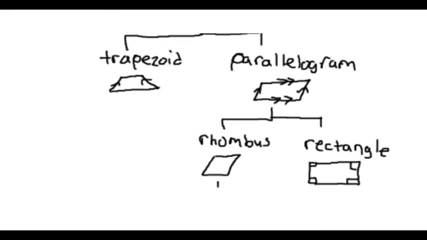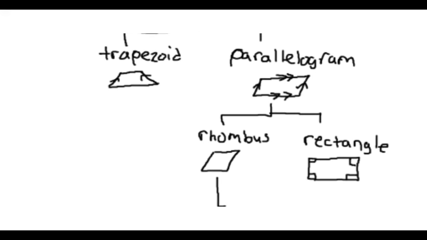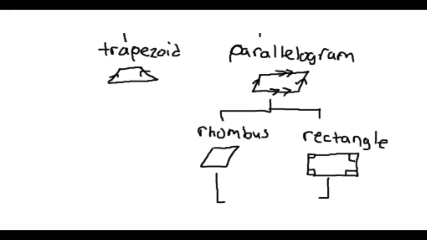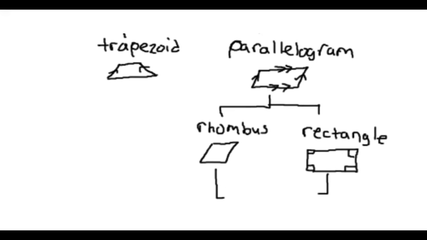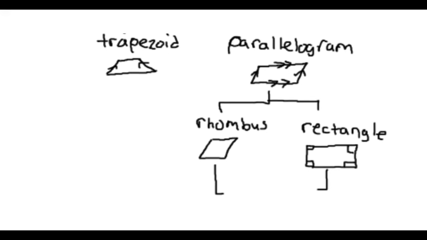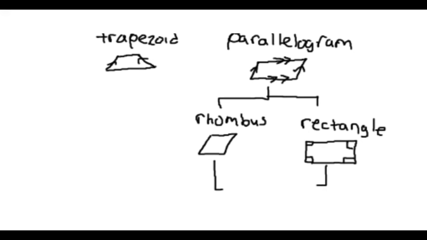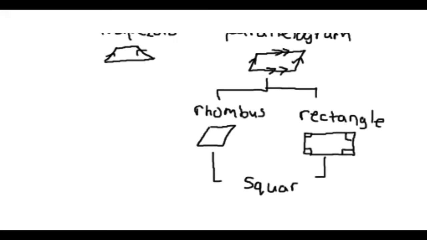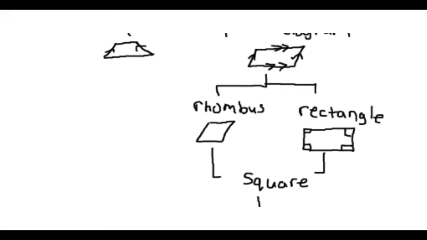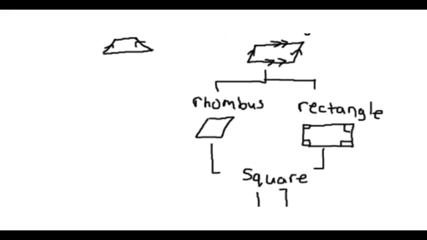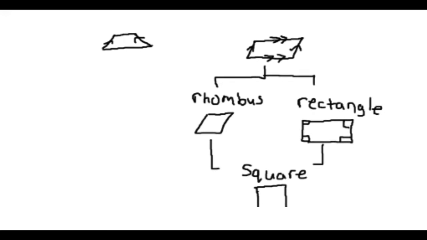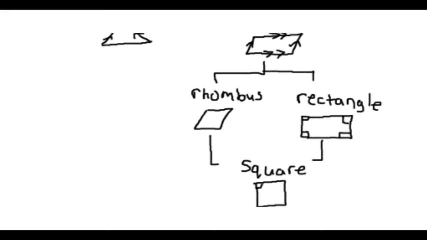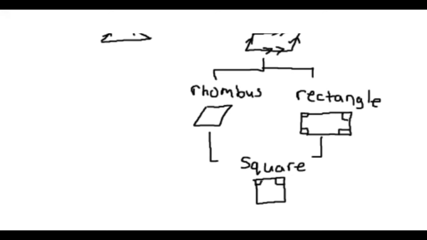Now, a parallelogram that's both a rhombus and a rectangle. Could you think of one where all sides are the same length and all angles are 90 degrees? And if you didn't, you're most likely familiar with this shape because it's the most popular quadrilateral. And it's a square. Basically, a square is a rhombus and a rectangle because all sides are the same length, which is the property of a rhombus, and all angles are 90 degrees, which is a property of a rectangle.